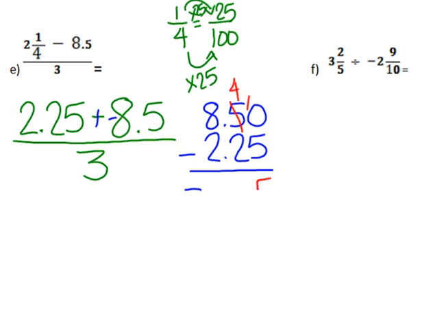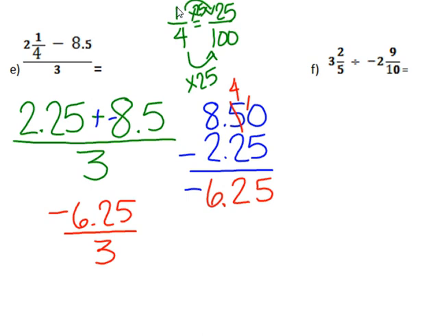10 minus 5 is 5. 4 minus 2 is 2. 8 minus 2 is 6. So we get negative 6 and 25 hundredths all over 3, or all divided by 3. All right, now we'll set up the division. So 6 and 25 hundredths will go inside. 3 will go on the outside. Top dog sleeps in the doghouse, bottom dog sleeps outside. I know that I have a negative here, but I'll come back to that once I have my solution.